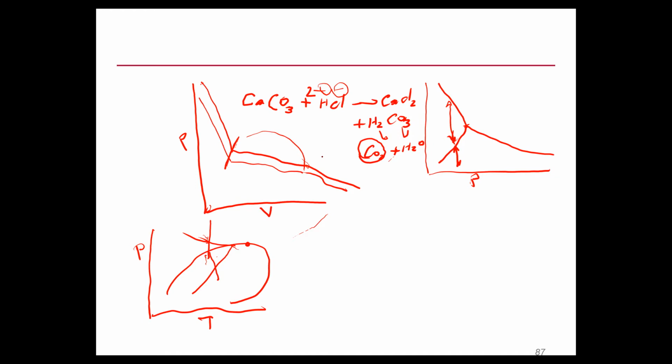EOR, enhanced oil recovery, is normally conducted by light gases or CO2. We inject CO2, CO2 dissolves in the oil, increases the volume of the oil and reduces its viscosity. But again, this will dissolve in the oil, increase the volume of oil, increase the distance between resin and asphaltene, and deposition will happen.